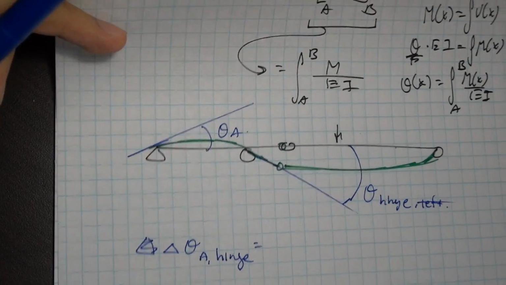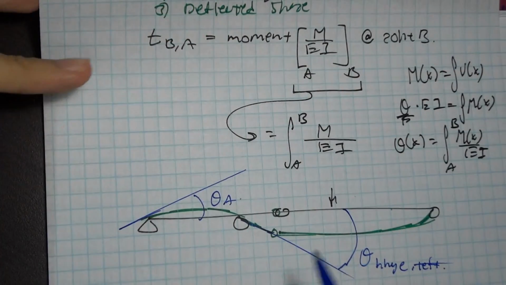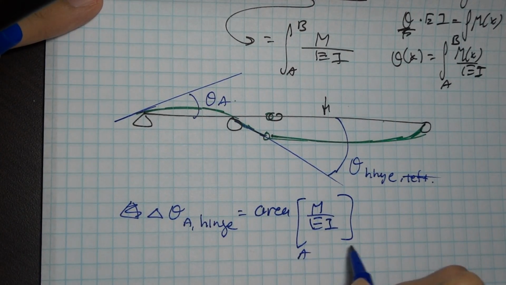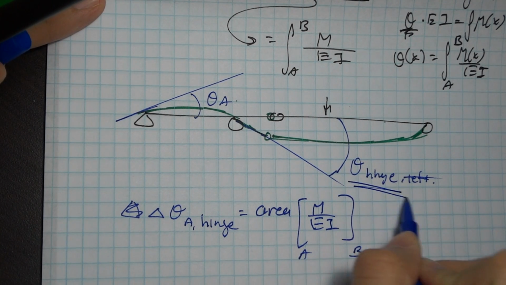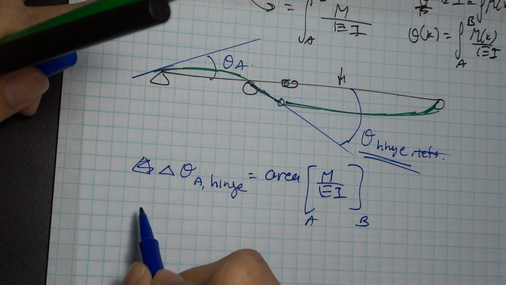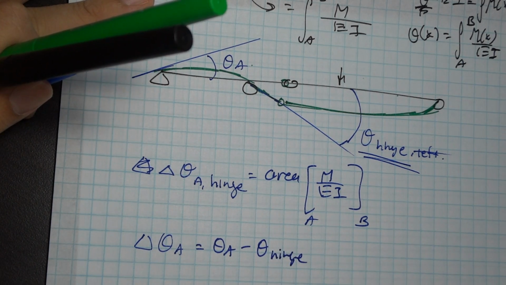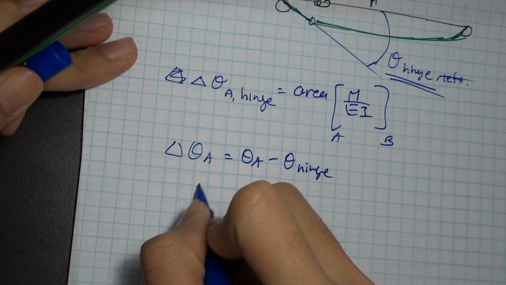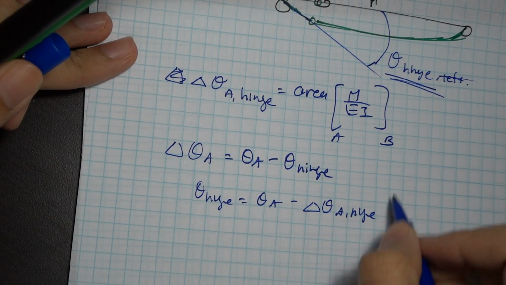I don't know if that's more confusing or less confusing, but I hope that seems clear now. So this delta theta A is just the area of M over EI from A to B. Now you're interested in theta hinge, and you know delta theta A. You do not know what theta A itself is, but you have a relationship between these three, right? Delta theta A is equal to theta at A minus theta at the hinge. And you just need an expression for theta A in order to get theta hinge. So theta hinge is equal to theta A minus delta theta A hinge. You already have an expression for this. This goes in here.